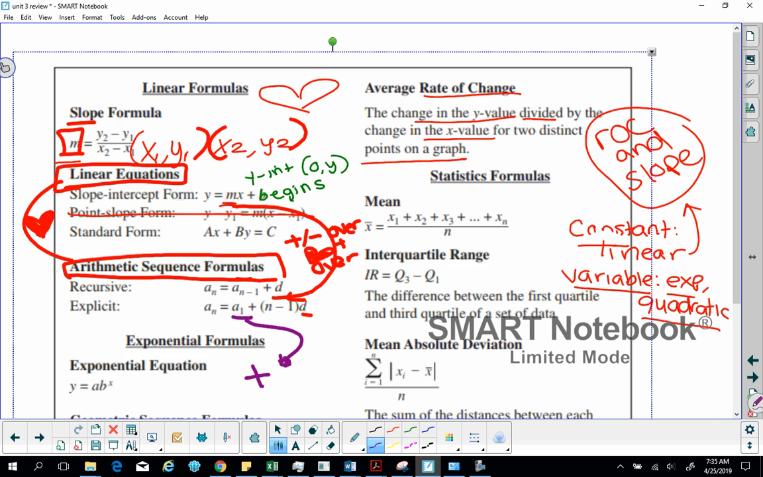That doesn't mean it's your y-intercept. It's when your x equals 1. It's your first term. It is not the same as your y-intercept because that's when your x equals 0. So your first term is when x equals 1. Don't confuse the two. This n right here just means your number term. So remember, if they're asking for the 1000th term, that's where I plug it in right here. So this is my number term.